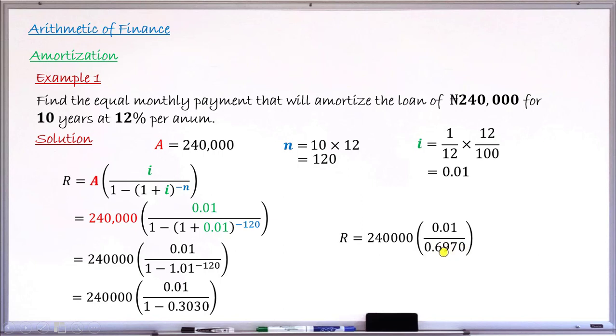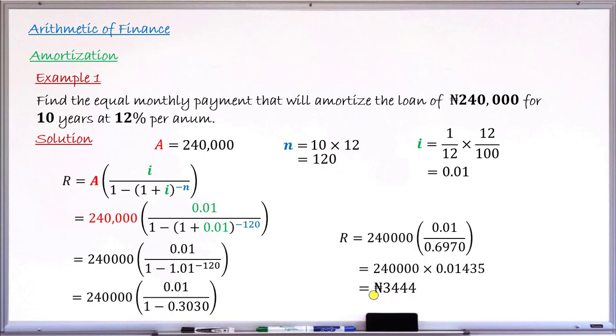If that division is done correctly, you now have 0.01435. And what I'm going to do last is to multiply this 240,000 by 0.01435. And if that multiplication is done correctly, you now have 3,444 naira. So this person that collected this 240,000 naira to offset this debt for a period of 10 years is now going to pay each and every month 3,444 naira. This is what he will be paying each and every month.